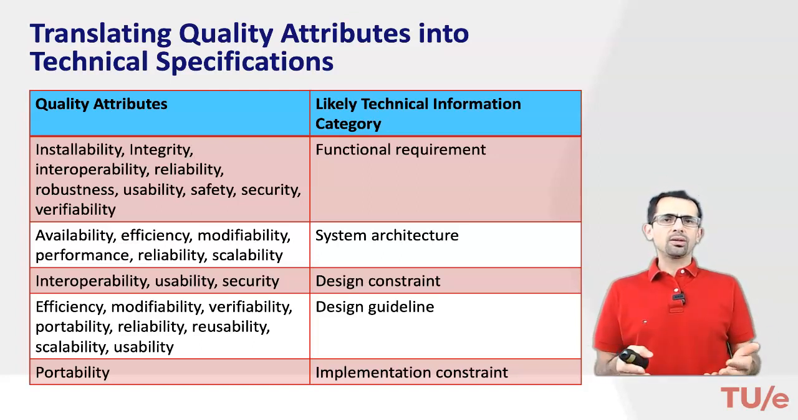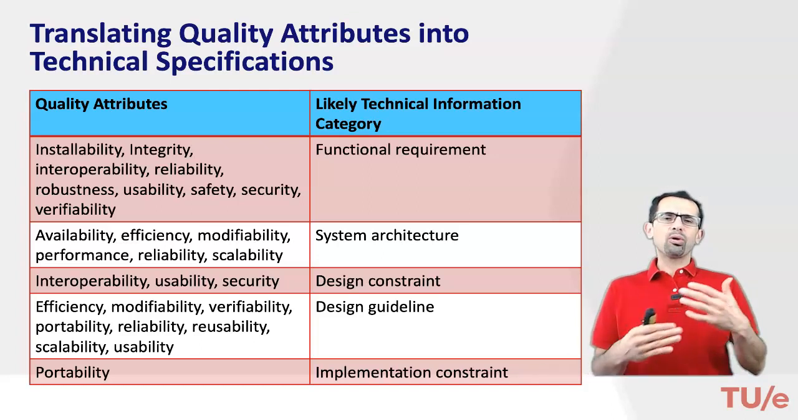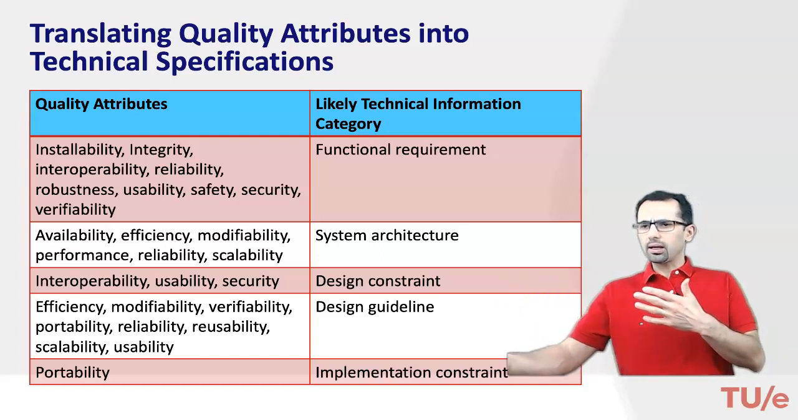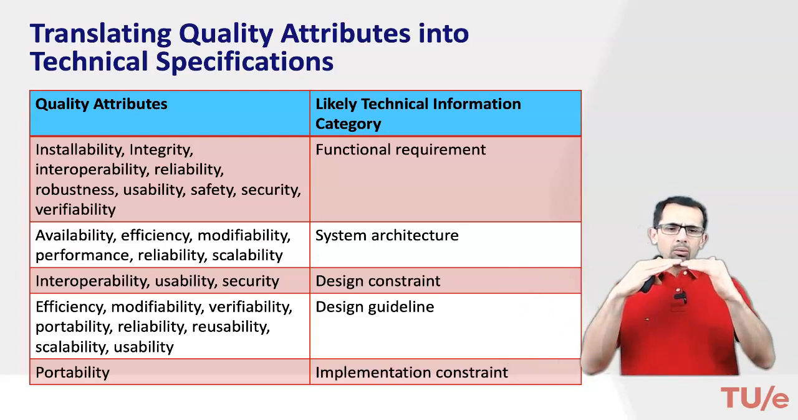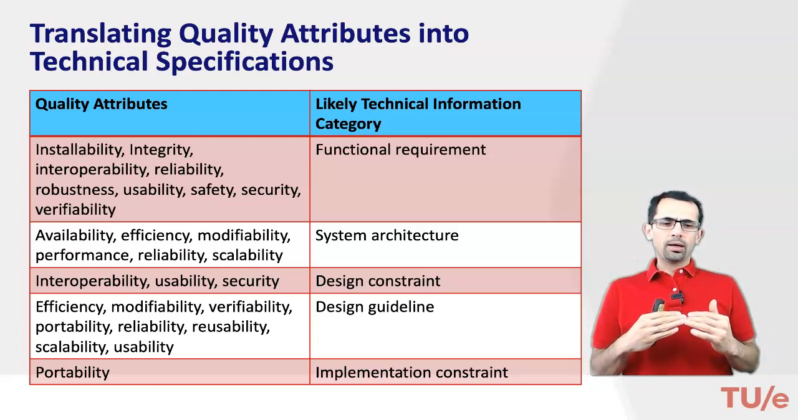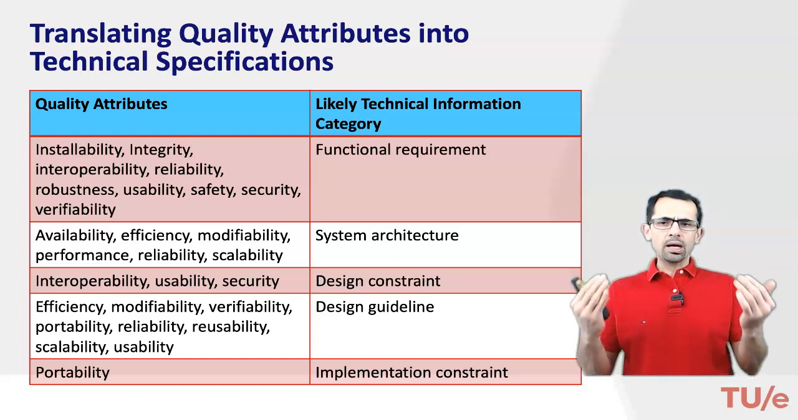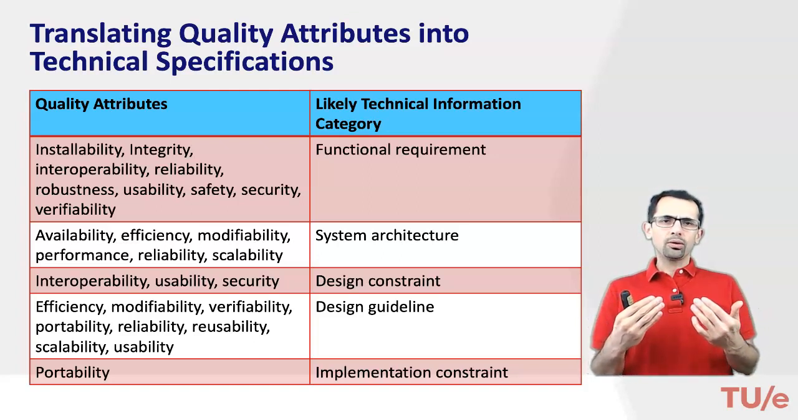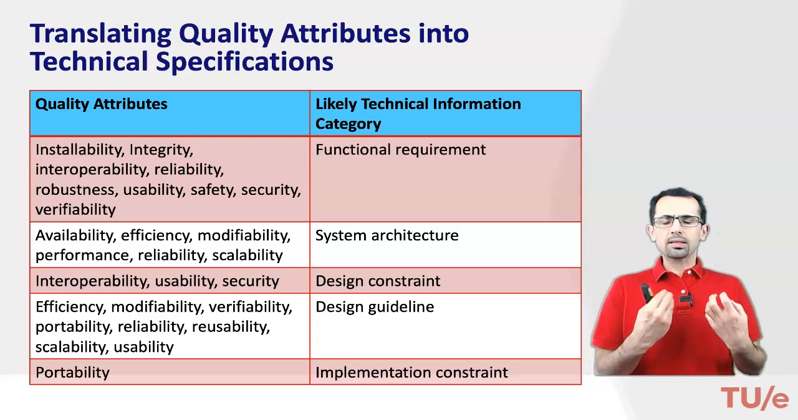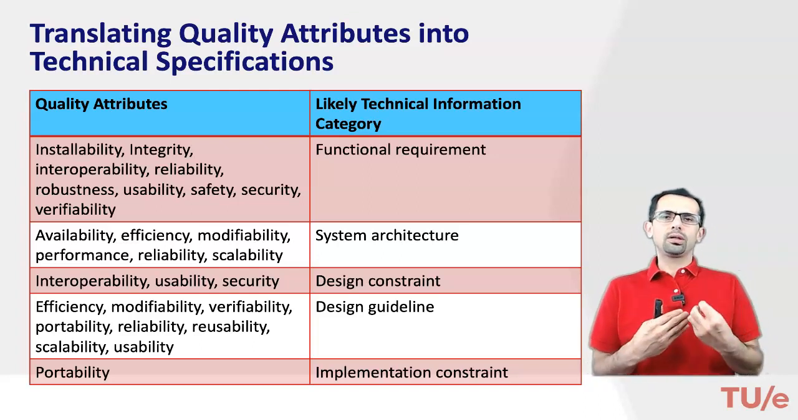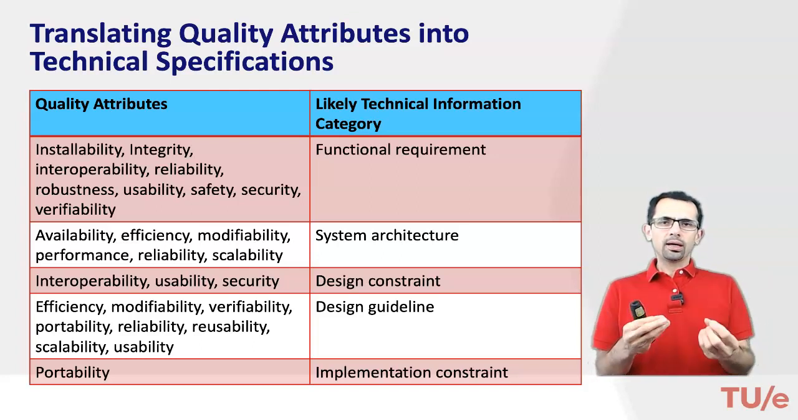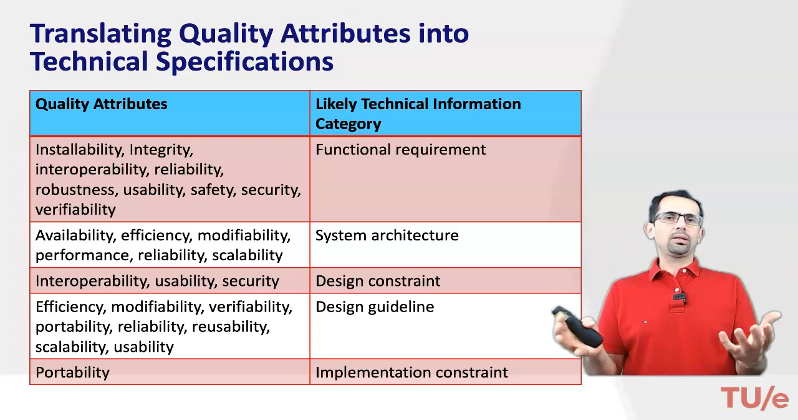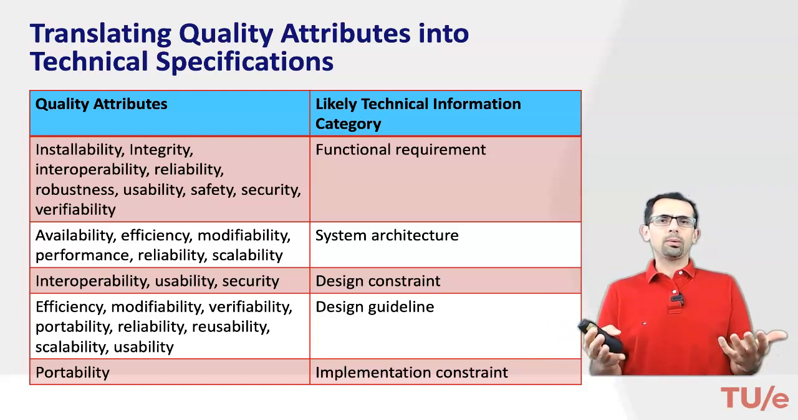Of course, it's not just security. Usability is one part, safety, installability and so on and so forth. But it depends on where exactly you specify your quality requirement. At the user level, you just say that the system should handle the security. That's what the user is concerned about.